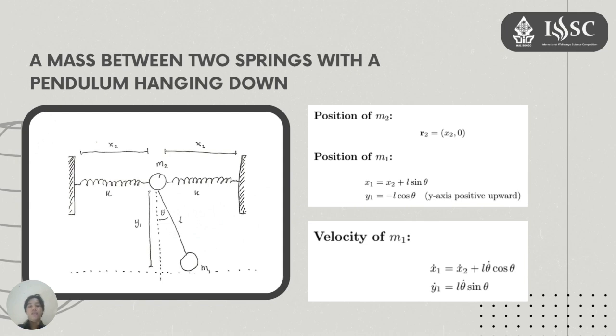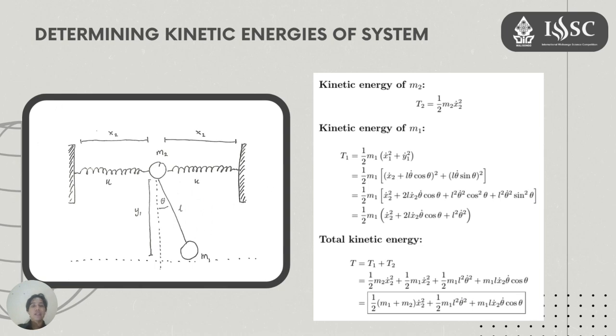So we determine the velocity for M1. x1 dot is equal to x2 dot plus L theta dot cos theta, and y1 dot is equal to L theta dot sin theta, and x2 dot is equal to x2 dot itself. And then we determine the kinetic energy of M2 as T2 is equal to half M2 x2 dot squared, and the kinetic energy of M1 is half M1 times (x1 dot squared plus y1 dot squared).